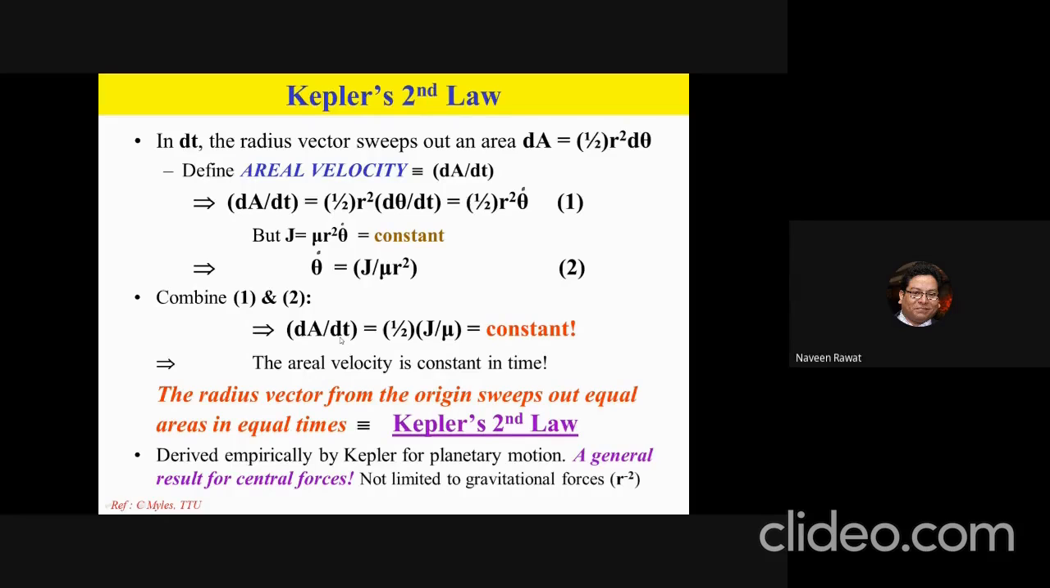This derivation is not specific to gravity. It is a much more generalized result because it is applicable to all central forces, so it is not limited to gravitational force. And like we were discussing before, Kepler derived it empirically, but we can see that this second law is much more rooted in the fundamental physics of how a system behaves when two objects are interacting and orbital motion is happening.